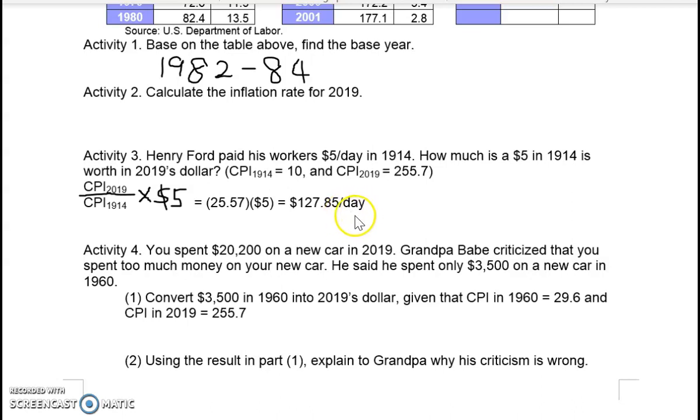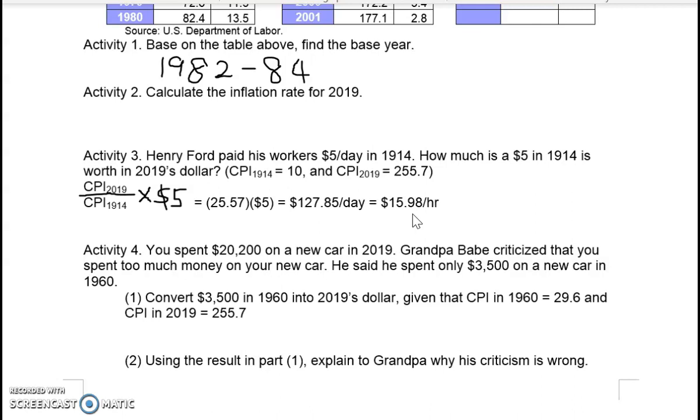Usually we don't talk about per day, we talk about per hour, right? Let's assume that the working hours per day is 8 hours. So divide this by 8, and see what the hourly pay is. That is $15.98 per hour.